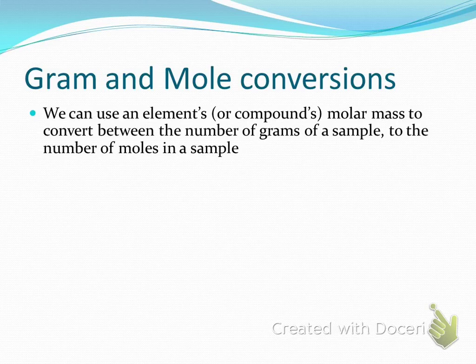I can look at half of a mole of a substance and also tell how many grams are in that substance, just using the molar mass. The molar mass is what we call the conversion factor between grams and moles. So if we want to compare grams and moles of an element or of a compound, we have to use that molar mass.